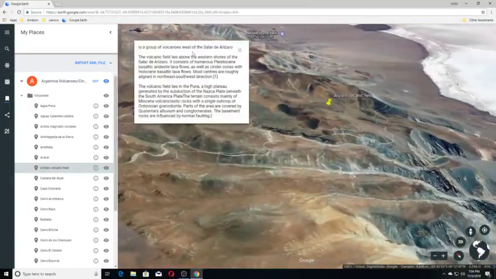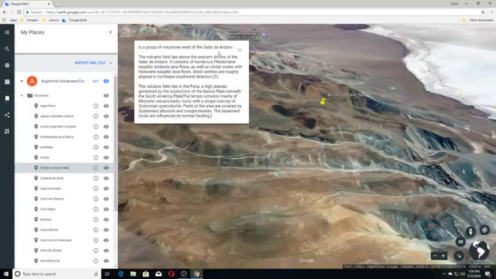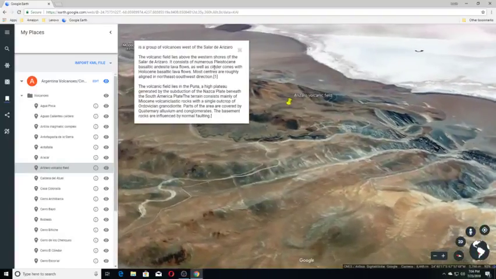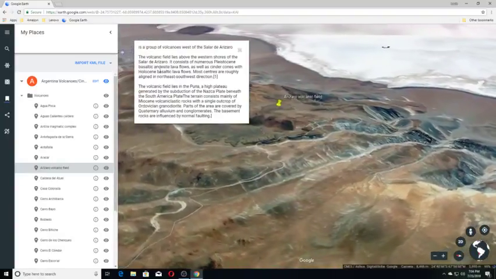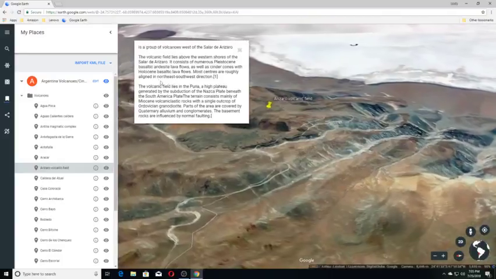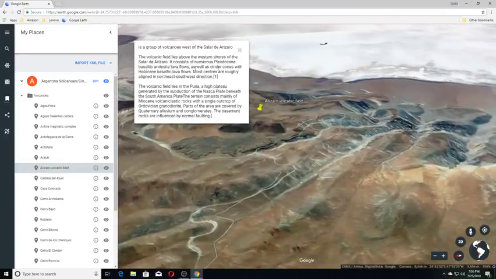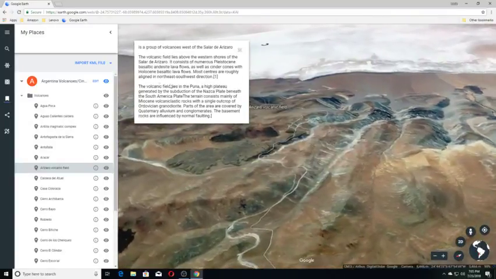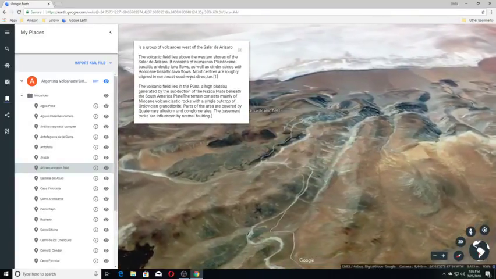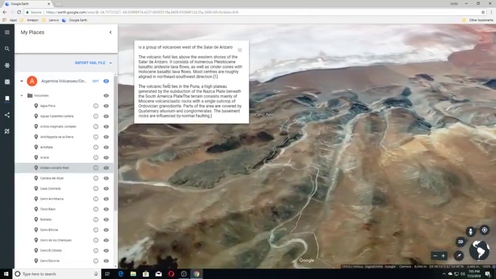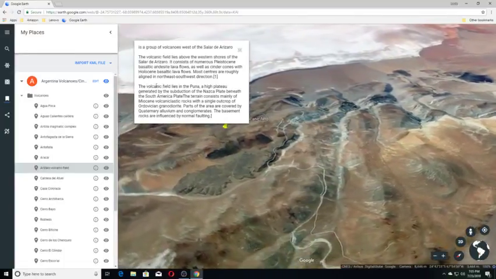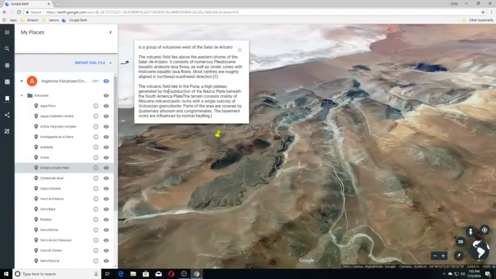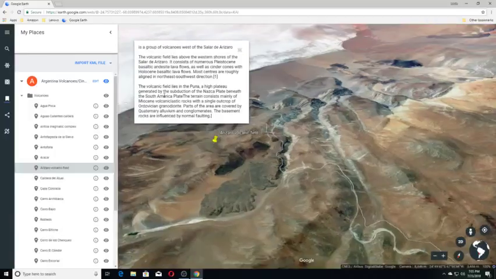Arizaro is a group of volcanoes west of the Salar de Arizaro. The volcanic field lies above the west shores of the Salar de Arizaro. It consists of numerous Pleistocene basaltic andesite lava flows as well as cinder cones of Holocene basaltic lava flows. Most centers are roughly aligned in the northeast-southwest direction. The volcanic field lies in the Puna, a high plateau generated by the subduction of Nazca Plate beneath the South American Plate.